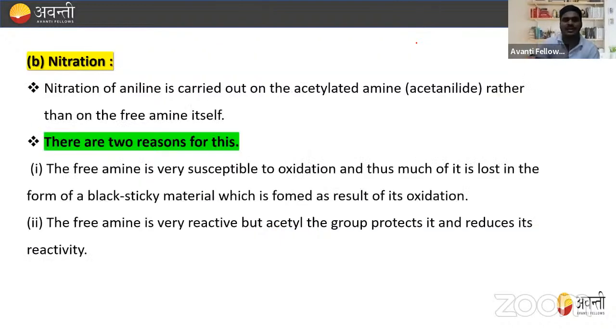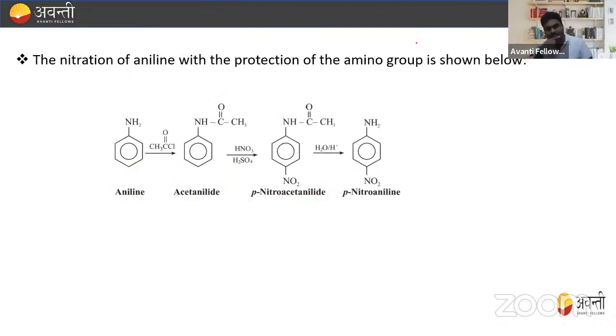Similarly, nitration of aniline is carried out on the acetylated amine, acetanilide, rather than on the free amine itself. There are two reasons for this. Always remember, it is carried out on the acetylated amine rather than on the free amine. Why? Because the free amine is very susceptible to oxidation, and thus much of it is lost in the form of black sticky material formed as a result of its oxidation. The free amine is very reactive, but the acetyl group protects it and reduces its reactivity.